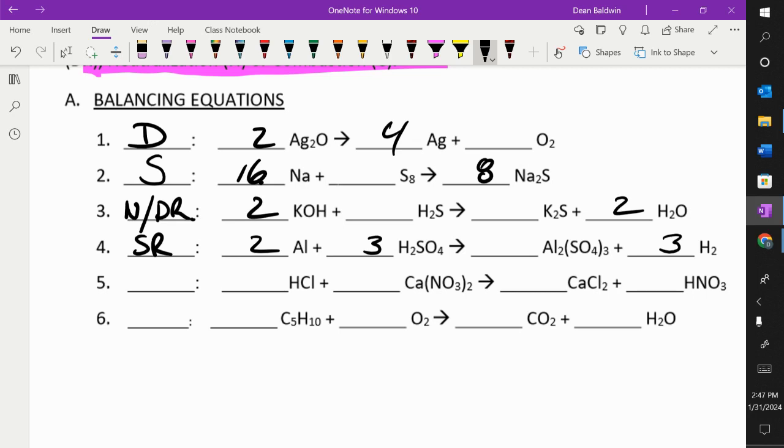All right. Next one. HCl, CaNO3, 2, calcium nitrate. What type of reaction is this? Sorry? Double replacement. It's not a neutralization because a neutralization will always produce water and a salt. Okay? So this is just a double replacement. Can we balance it?